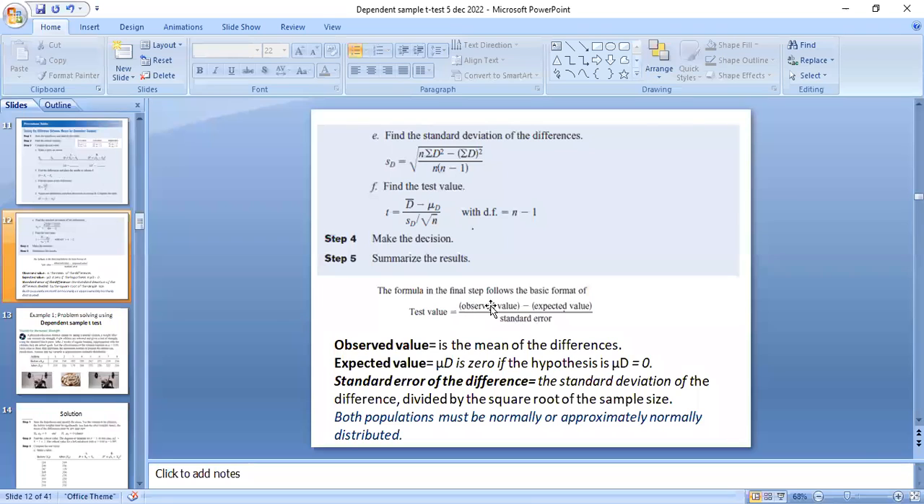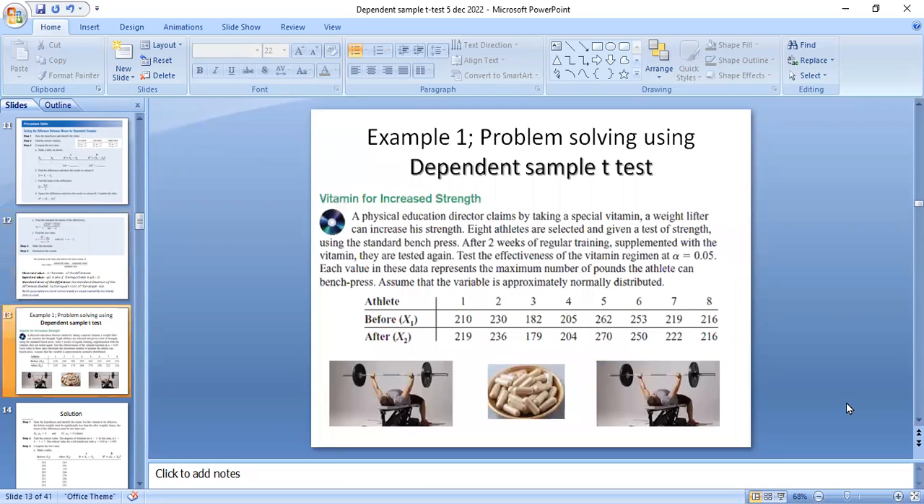The formula in the final step follows the basic format. The test value is the observed value minus the expected value over the standard error, where the observed value is the mean of the differences and the expected value mu d is 0 if the hypothesis is mu d equals 0. The standard error of the difference is the standard deviation of the difference divided by the square root of the sample size. Both populations must be approximately normally distributed.